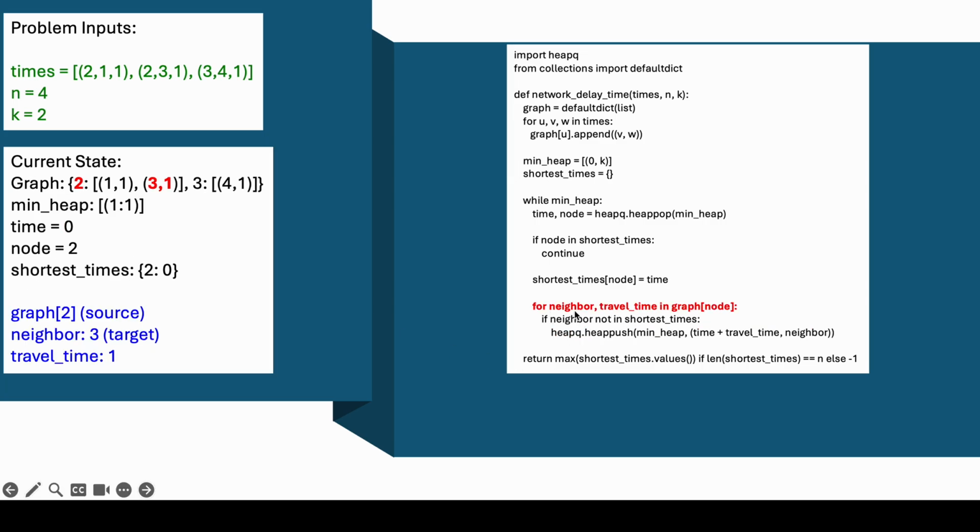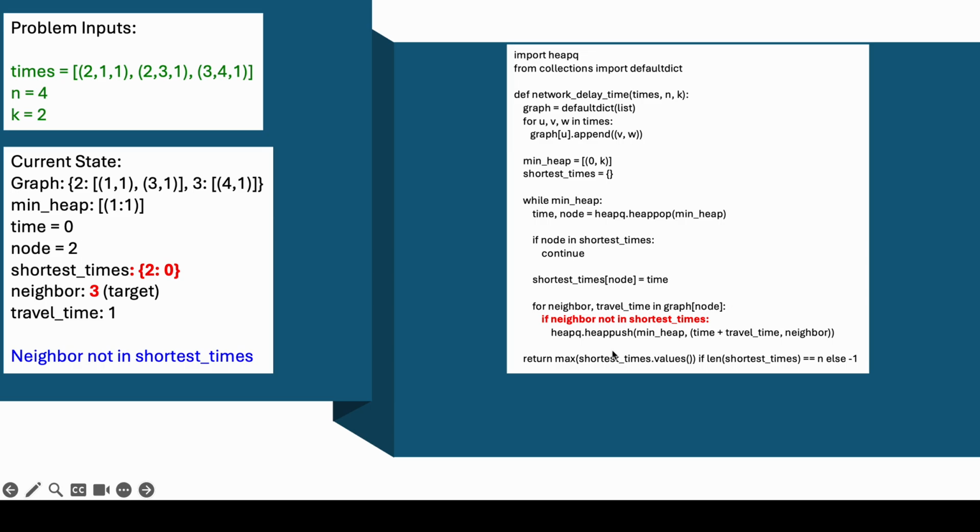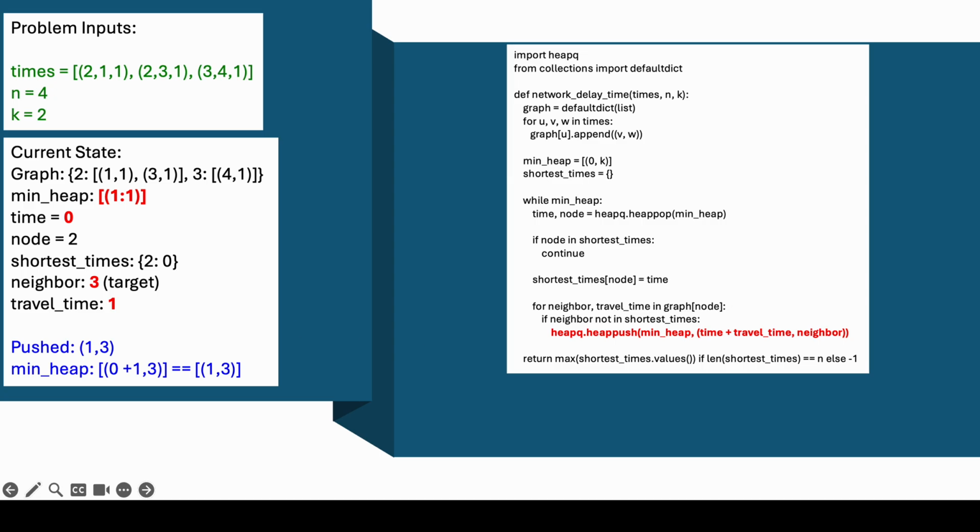And again, we're going to do the same thing. We're going to go from neighbor to travel time, and we're still on node 2, so this time the node is 3, travel time is 1, source being 2, target 3, and time 1. And we know that neighbor is not in shortest time because it's our first time processing it, and as we can see here, it's not there. And now again, we're going to push it into the min heap. We're adding our current time from 2, which is 0, our time at node 2, plus 1, which is to get from node 2 all the way to node 3, which will give us 1, 3.